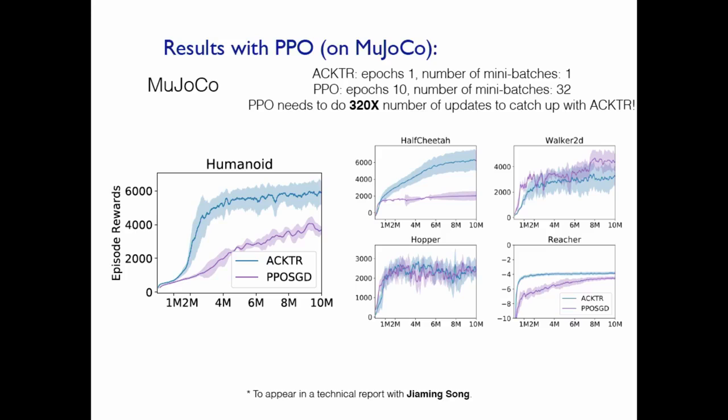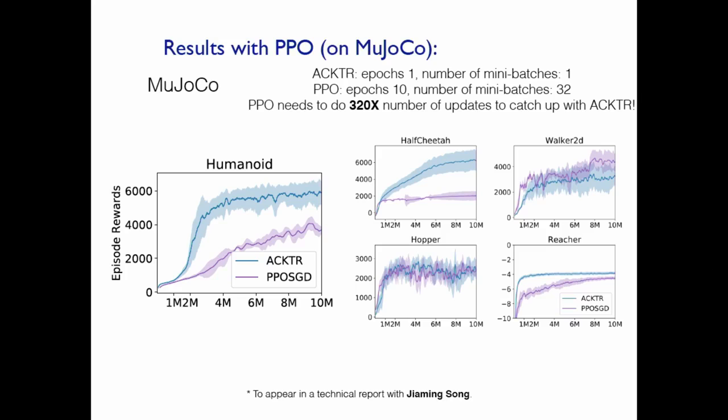We also compared our algorithm with another very popular algorithm called PPO. In PPO, it is doing mini-batch training, so it actually needs to do 320 times more updates for the same amount of data. However, it is still not as good as ACKTR. In particular, in the task Humanoid, showing the right-hand side or left-hand side.